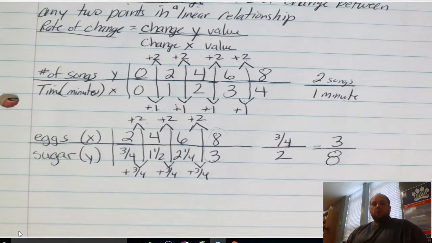So those 2 previous examples we did right here are both examples of positive linear relationships. So now let's go ahead and look at 2 negative linear relationships.